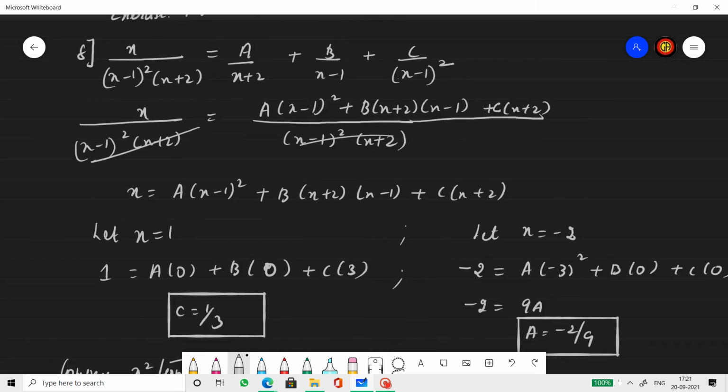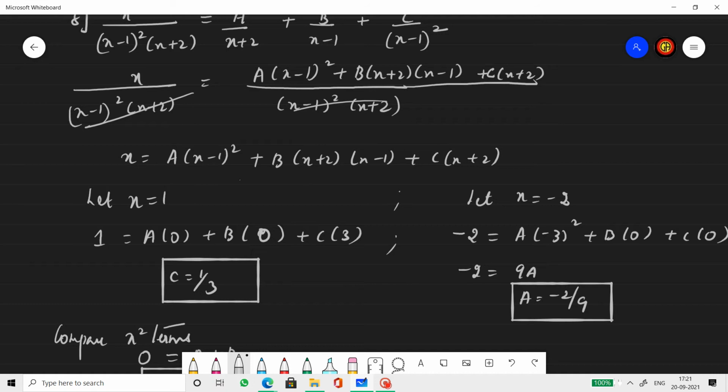Now take the LCM. The LCM will be (x minus 1) the whole square into (x plus 2). The numerator will be A into (x minus 1) the whole square plus B into (x plus 2) into (x minus 1) plus C into (x plus 2). So the denominator will get cancelled with the denominator on the left side. Remaining is x divided by the numerator term.